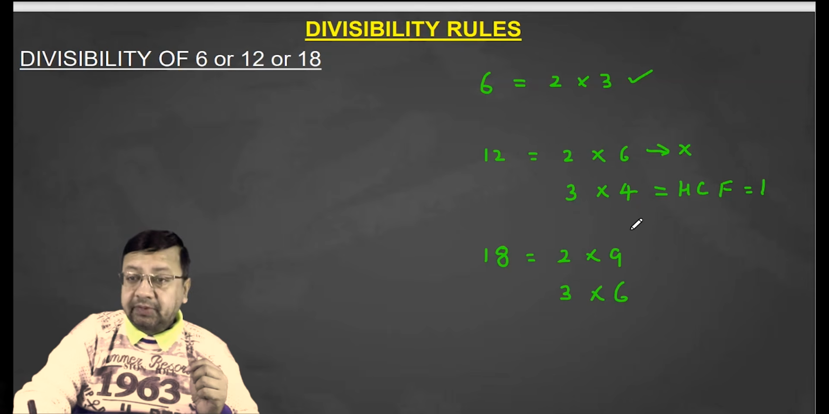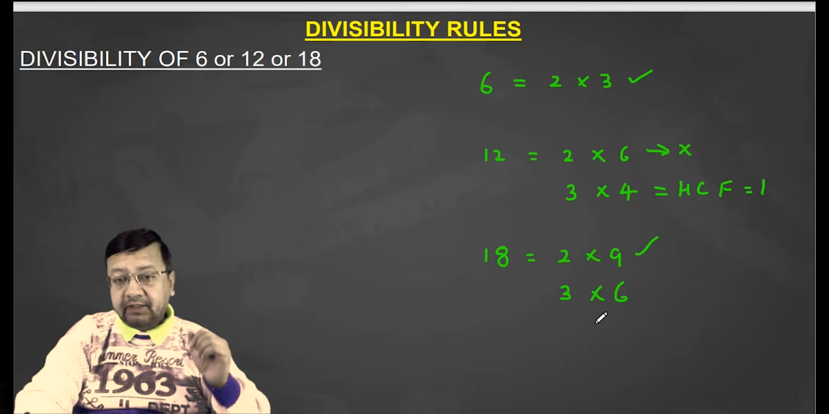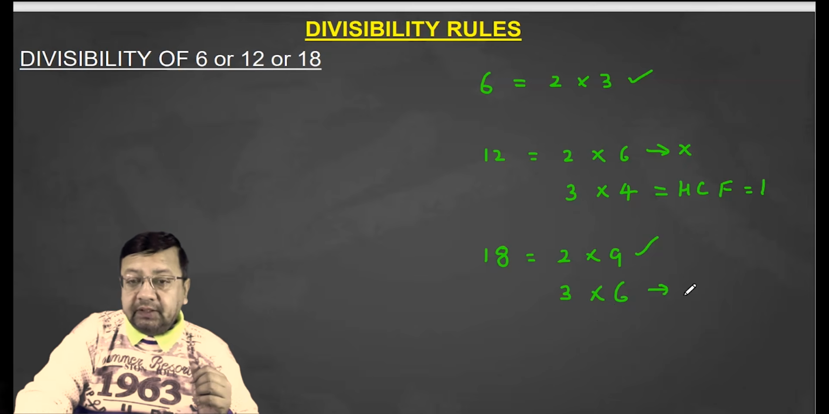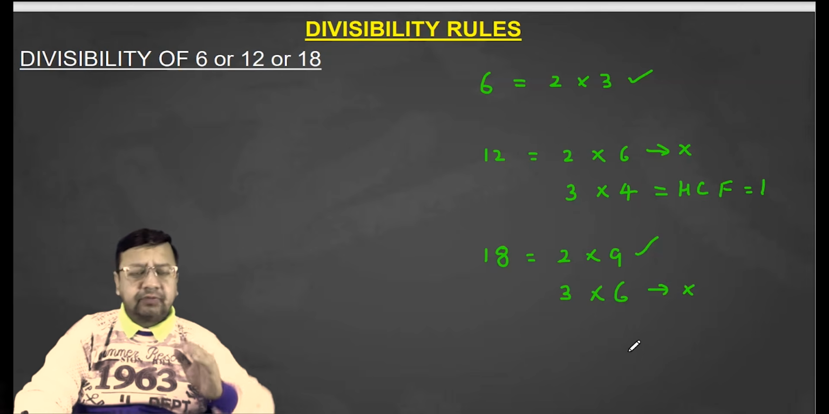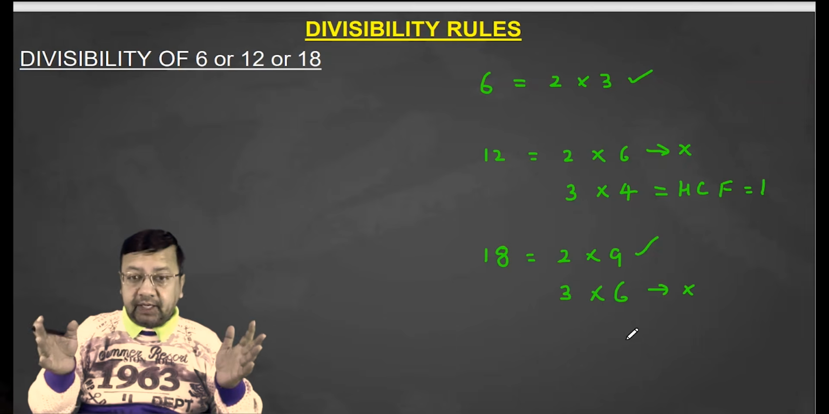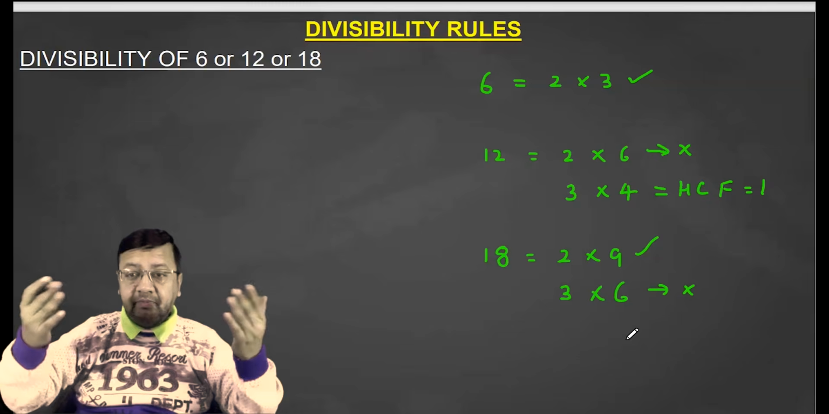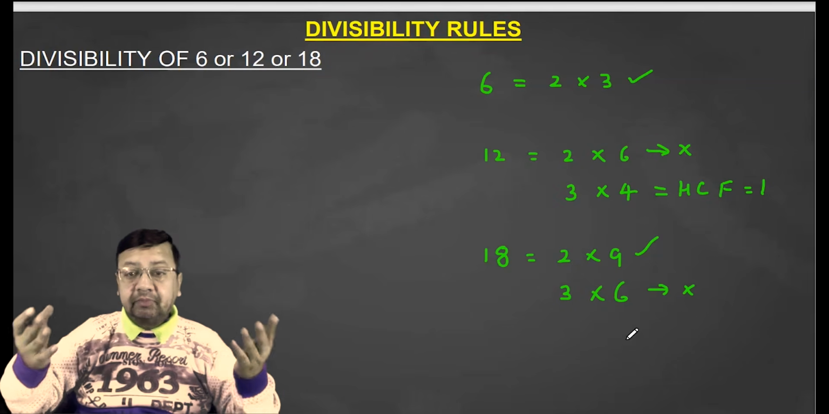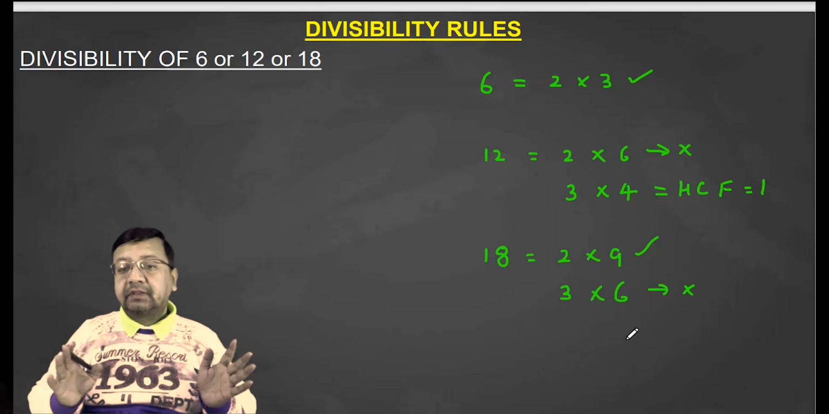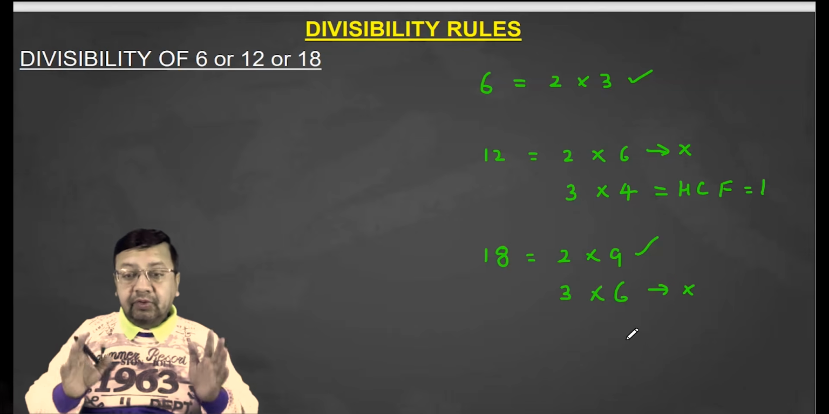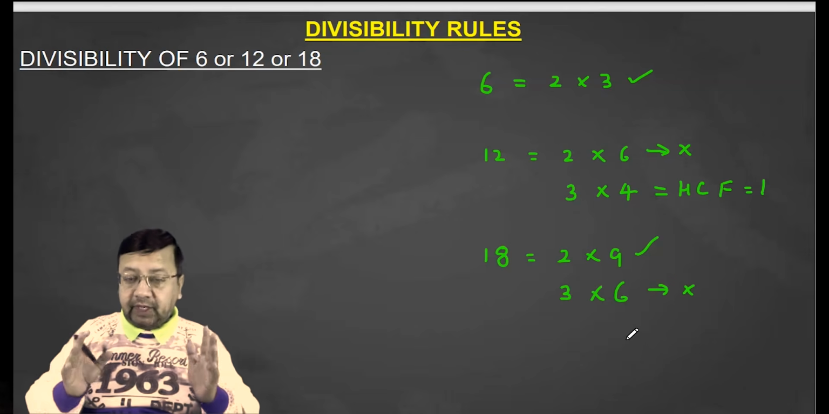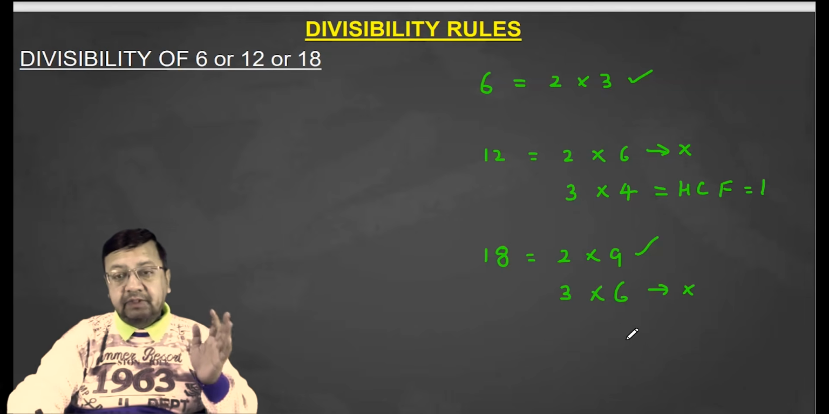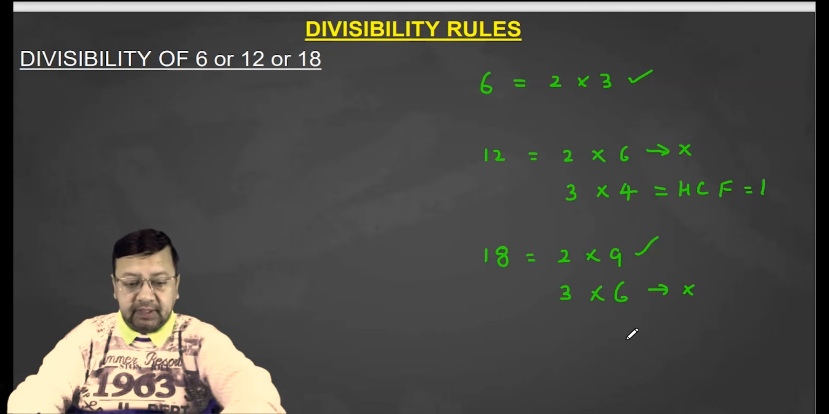Similarly, for 18, we will take 2 and 9, because the highest common factor is 1, but we will not take 3 and 6 because here the highest common factor is not 1, right? So whenever you can break down the number into multiple pairs of factors, always consider the pairs which are co-prime. And how to check co-prime? The highest common factor should be 1, right? So always take the pairs where the highest common factor is 1.